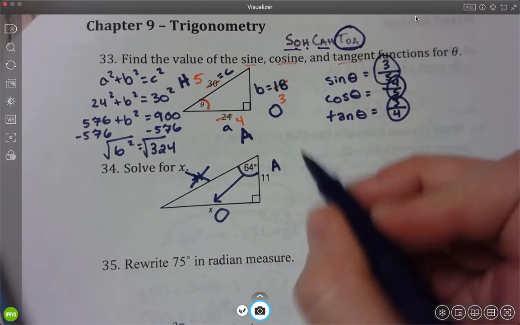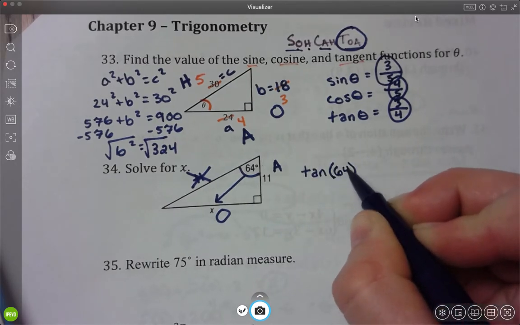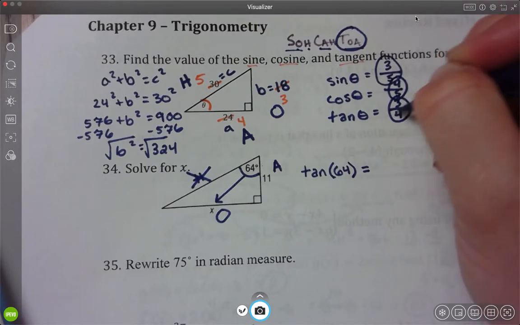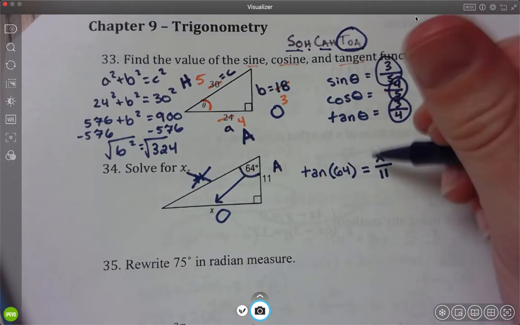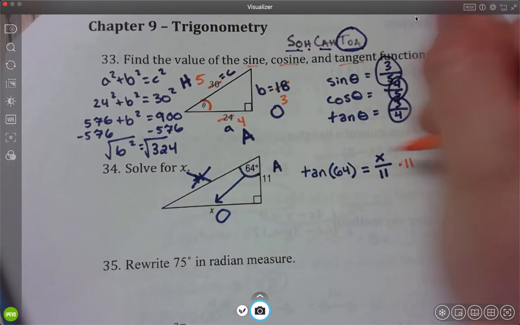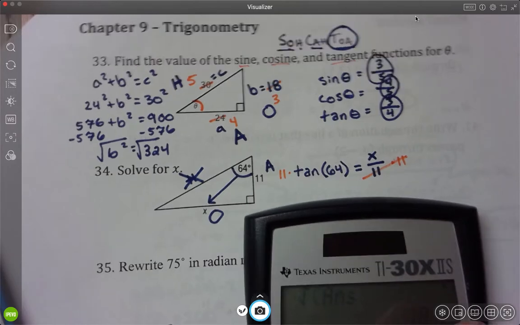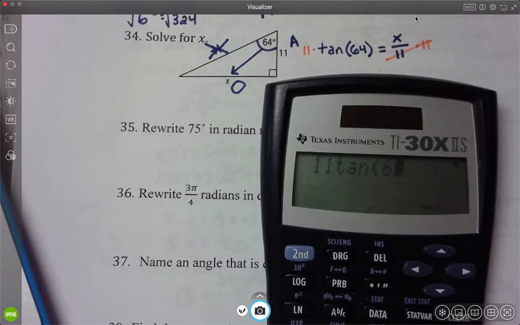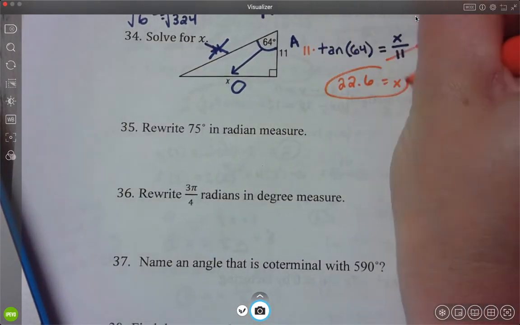And so I write out tangent of, and we always put the angle in here, 64 goes inside of here. So tangent of 64 equals, and I write it as opposite over adjacent, just like I did up here, okay? The opposite side is x, the adjacent side is 11. And then if I want to get x by itself, I would multiply the 11 over to the other side. So x is going to be 11 times tangent of 64, which I'm going to do in my calculator here. 11 tangent of 64, and that comes out to be 22.6, approximately. So that's what the length of that opposite side is going to be.